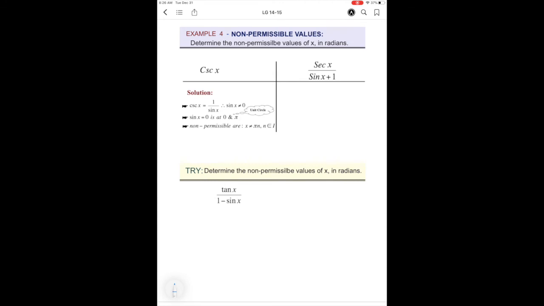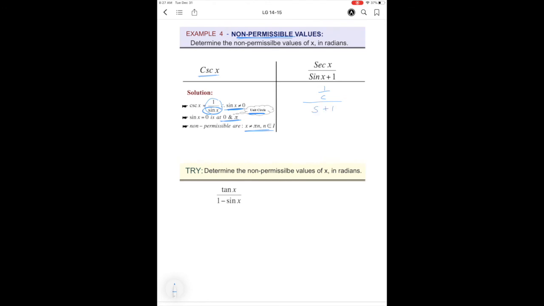All right, and the non-permissibles are, remember back in grade 11 we talked about non-permissibles. Those are things on the bottom that we do not want to be 0. So in this first situation, we have cosecant x, which becomes this guy, and then there's the bottom, and so it cannot equal that. Then I look on the unit circle where sine is 0, and I know sine is 0 there and there, so the non-permissibles are there.